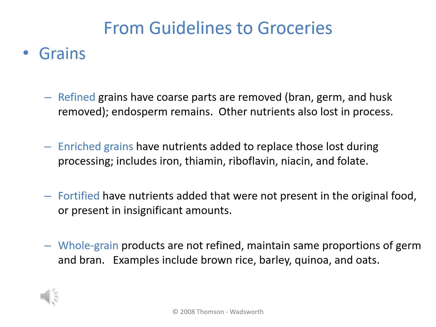The last term to note is whole grain, and this is a term that you really want to be very familiar with. Whole grain products are not refined, which means that they have not had the germ and the bran removed. They tend to have higher nutritional value overall. Examples of whole grain products include brown rice, wild rice would fall under this category, barley, quinoa, as well as oats.